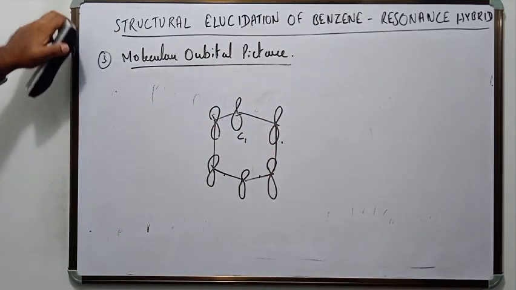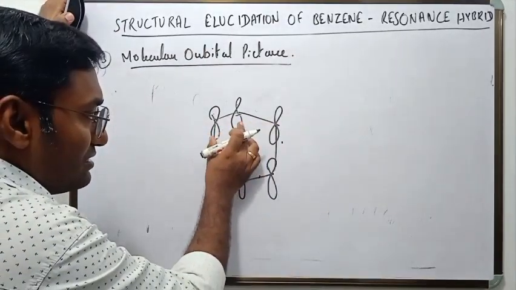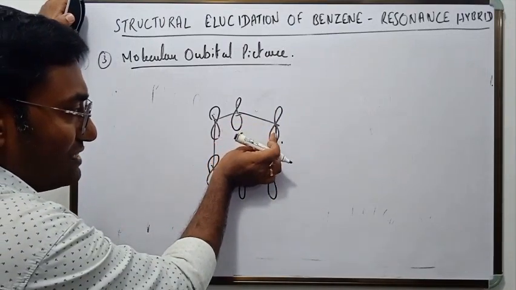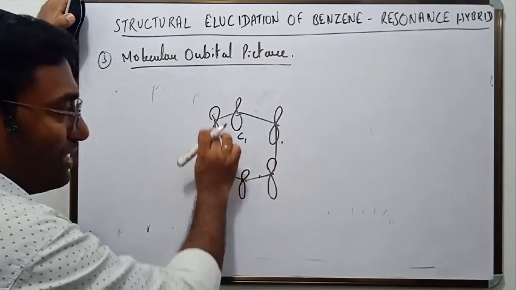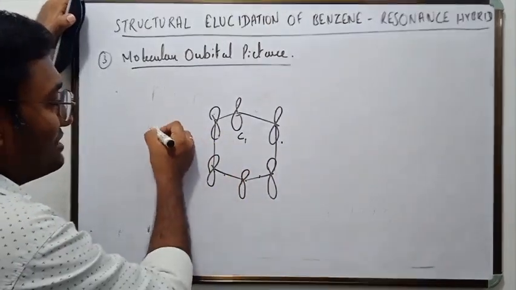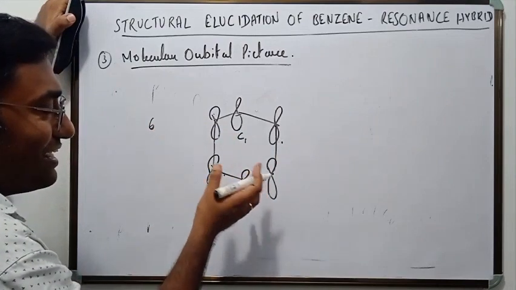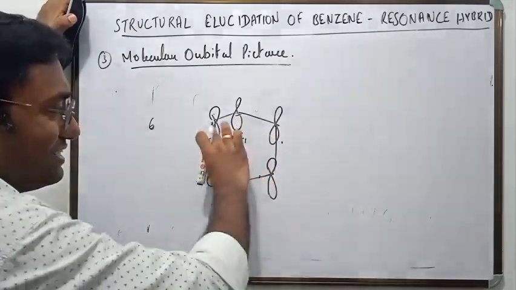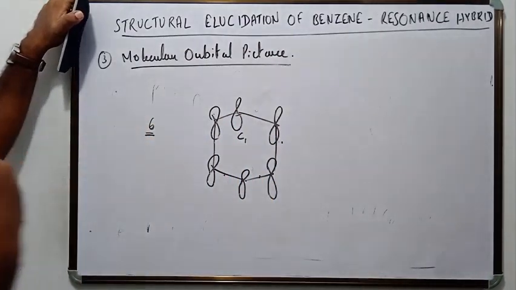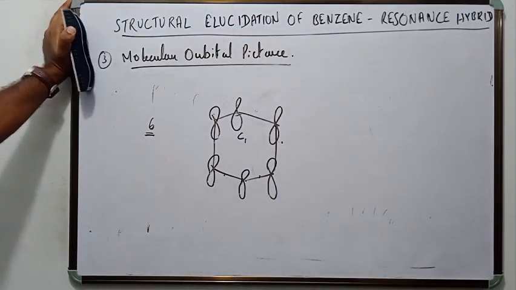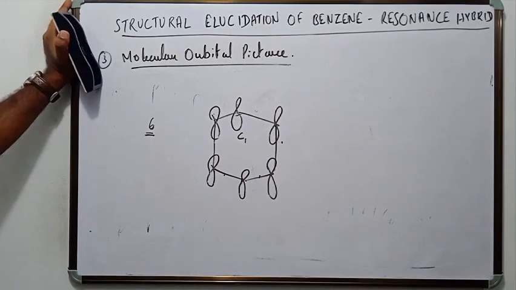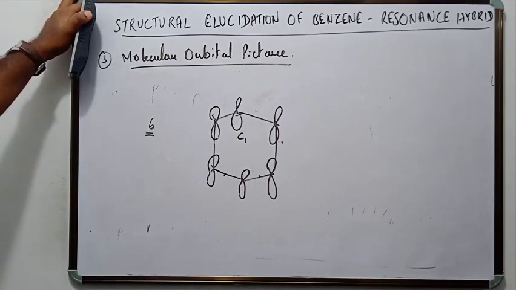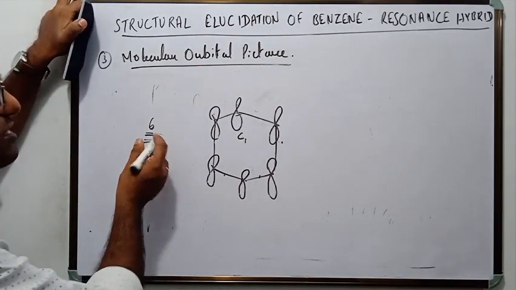So when it overlaps with this, this would overlap with this, and this would overlap with this. So you will get a total of 6 kinds of molecular orbitals, right? This is 1, this is 2, this is 3, and this is 1, this is 2, and this is 3. Correct? So there will be 6 different kinds of molecular orbitals formed because of this making and breaking of overlap.